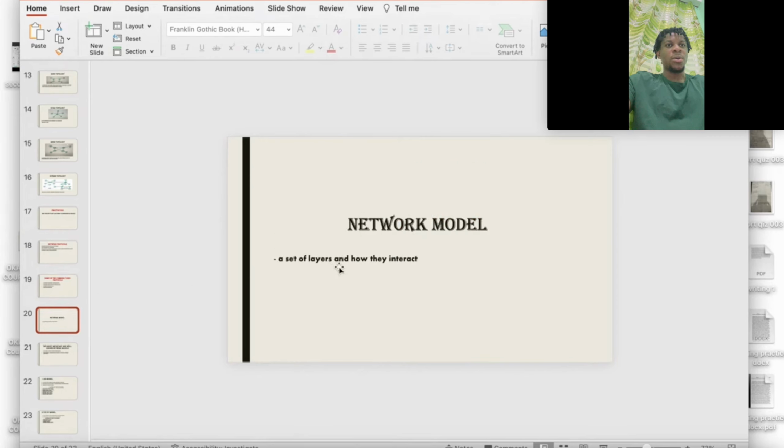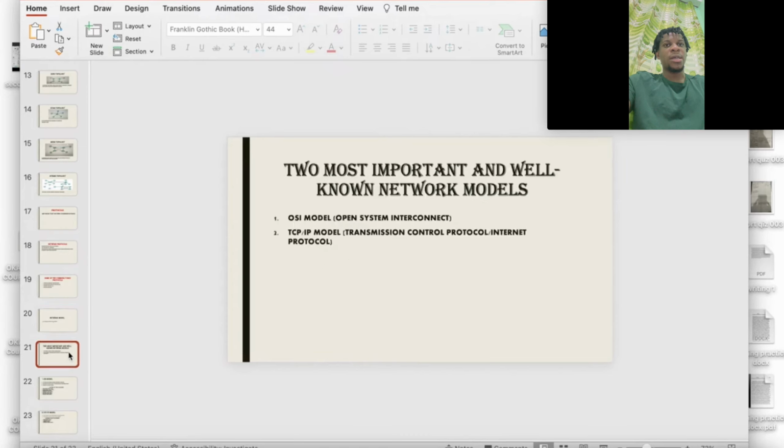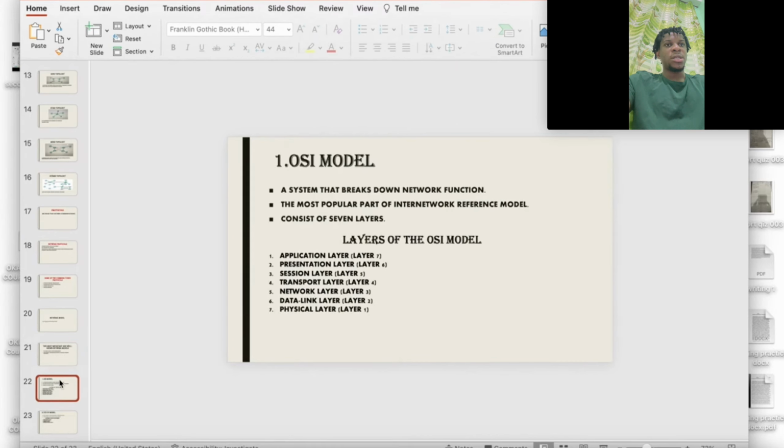Network model: a set of layers and how they interact. Two most important and well-known network models: the OSI model, Open System Interconnection, and the TCP/IP model, Transmission Control Protocol/Internet Protocol.